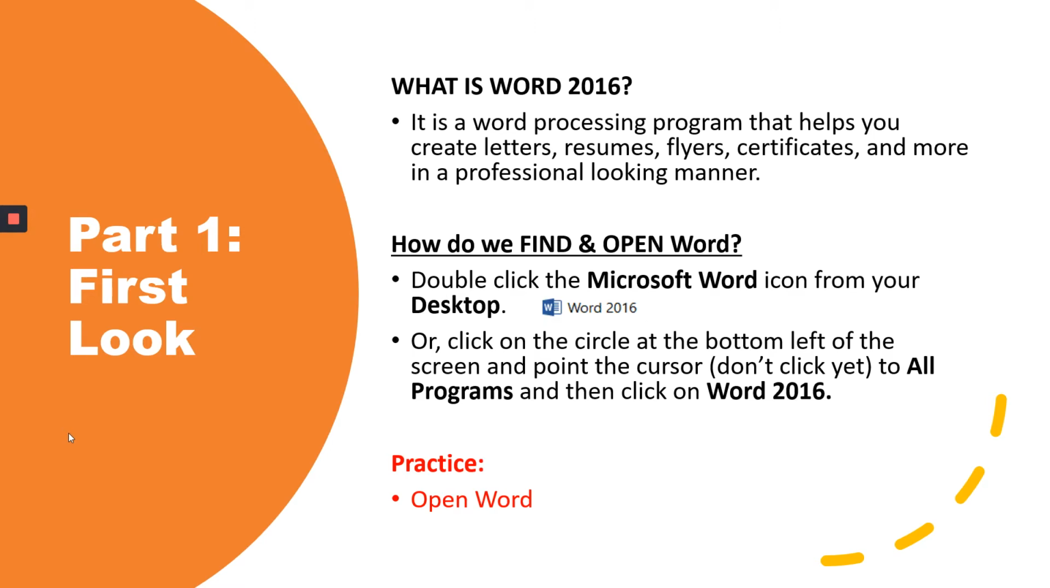Microsoft Word is a word processing program that helps you create letters, resumes, flyers, certificates, and more in a professional-looking manner. How do we open Word? Double-click on the Microsoft Word icon from your desktop, or click on the circle at the bottom left of the screen and point the cursor to All Programs, and then click on Word 2016.